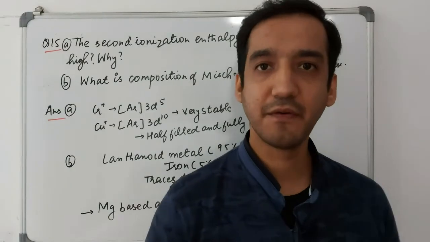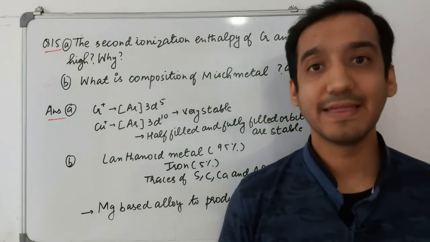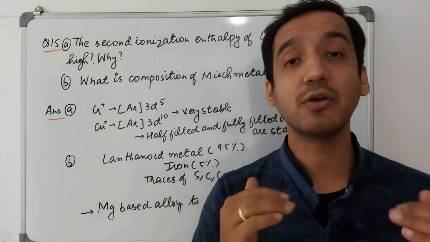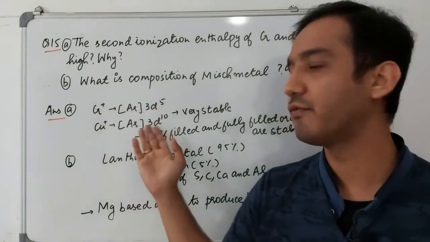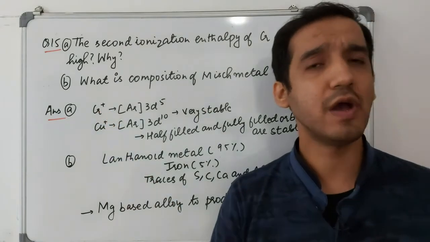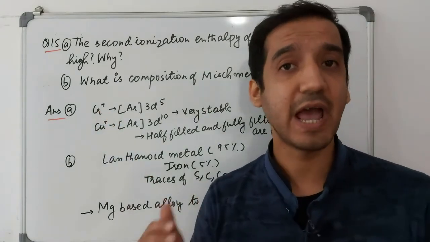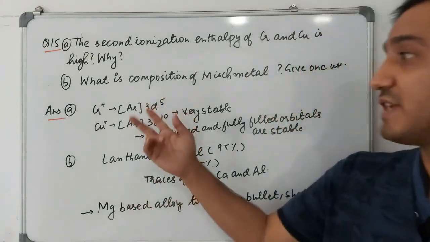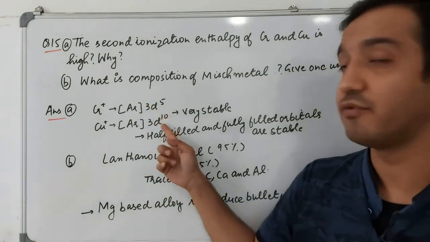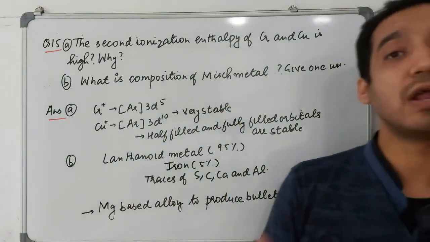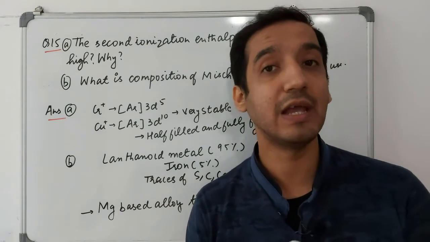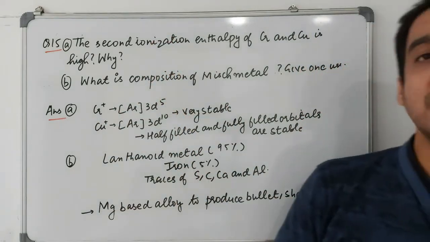The last question, question number 15. The second ionization enthalpy of chromium and copper is very high. Why is it so? Remember, in chromium and copper you have half filled and fully filled orbitals. When you remove one electron from chromium and from copper, that is called first ionization enthalpy. But when you try to remove the second electron, this d orbital and this d orbital are both very stable because they are half filled and fully filled orbitals. So when you try to remove an electron from a half filled or fully filled orbital, it requires a large amount of energy. So that's why second ionization enthalpy is very high.